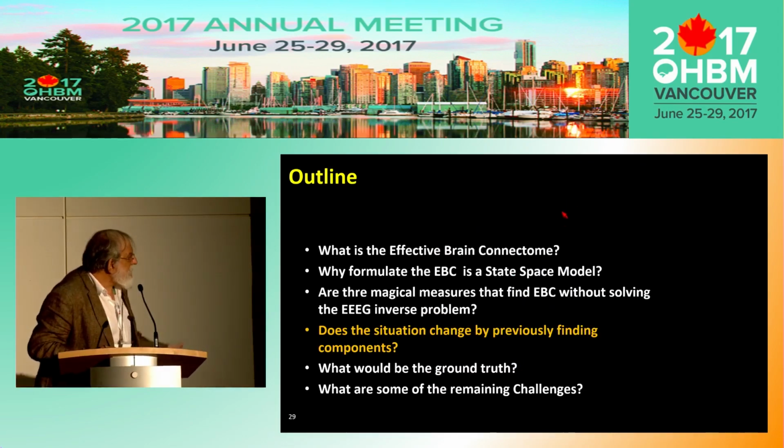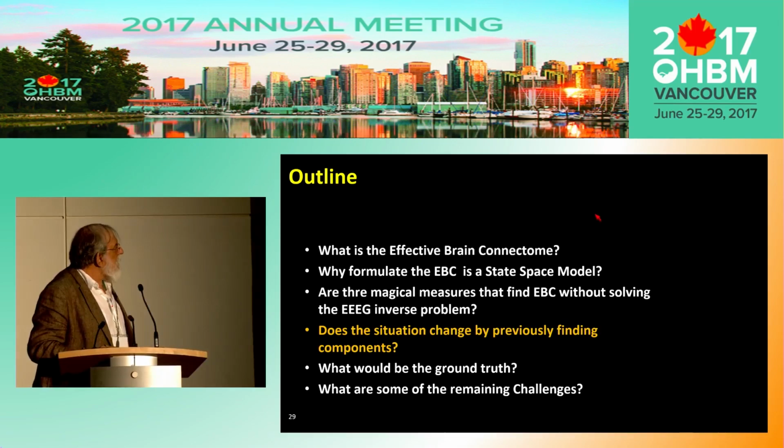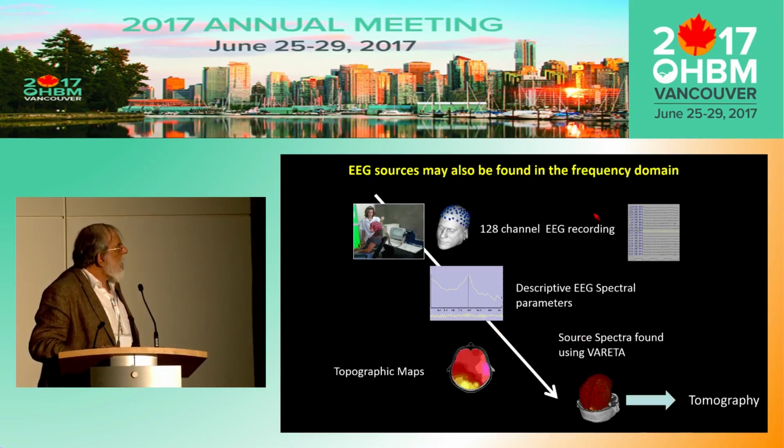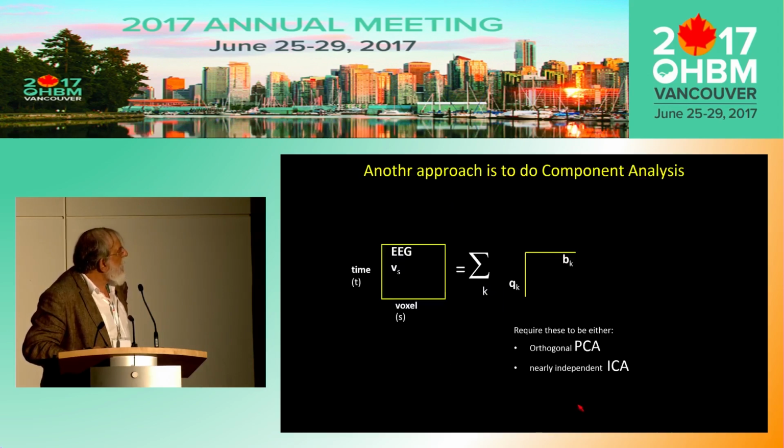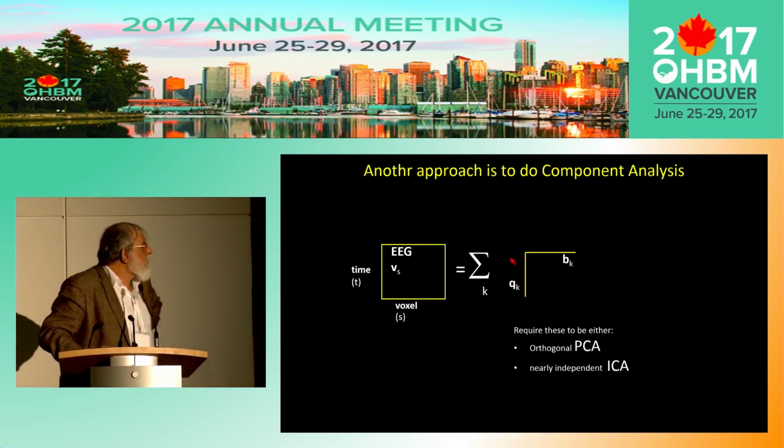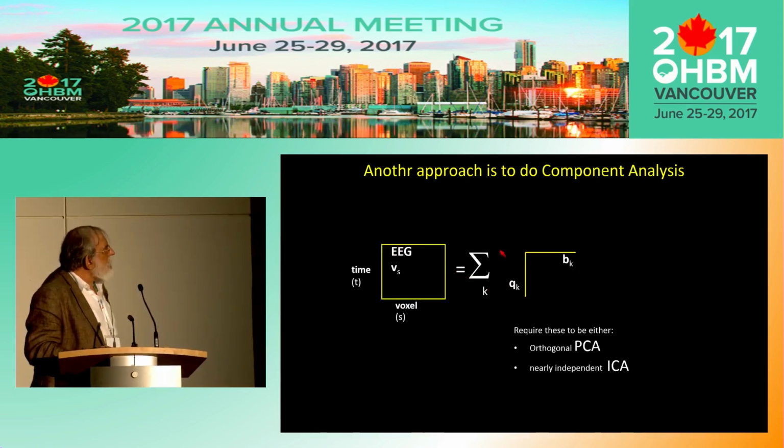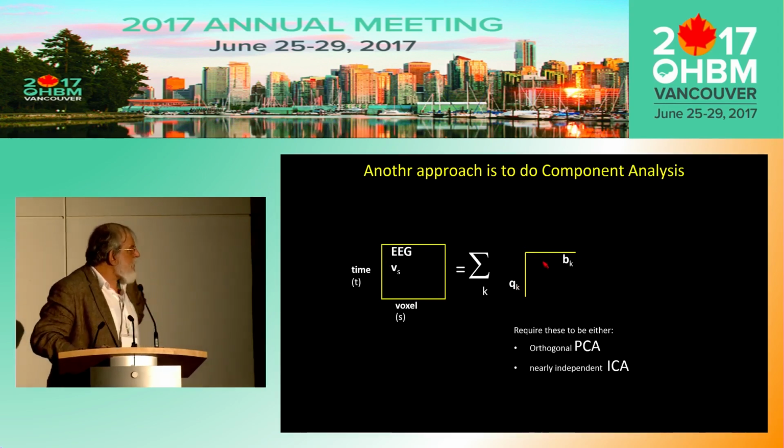So, does the situation change by finding components? No. I'm going to be looking at rhythms now, the alpha rhythm. This was something we published using sparse source localization of the spectra in 1996. And essentially, what we're going to apply to that is a decomposition. You know that decomposition into components takes data that's a matrix and decomposes it into, in our case, if we have space and time, spatial and temporal signatures, or spatial and frequency signatures.